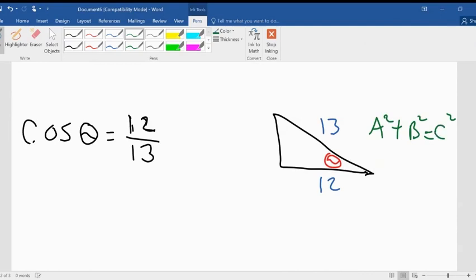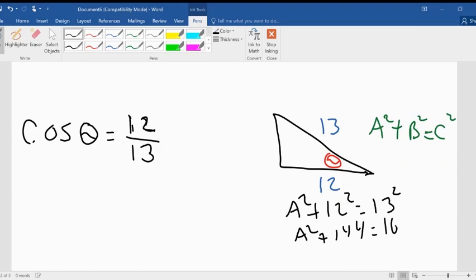C squared. All right, so we're going to solve for that side. So we have a squared plus 12 squared equals 13 squared, because 13 is your hypotenuse. That's a C. So I have a squared plus 144 equals 169. Okay, now we're going to solve for a. We're going to subtract 144 from both sides of the equal sign.